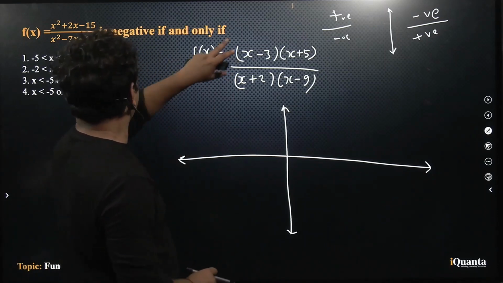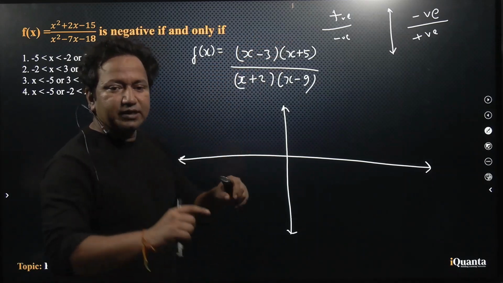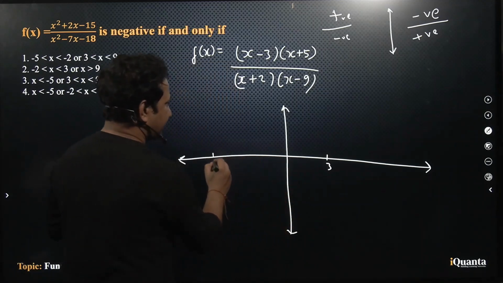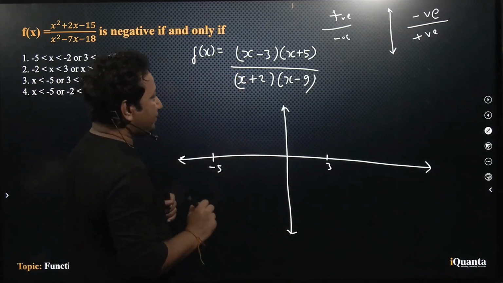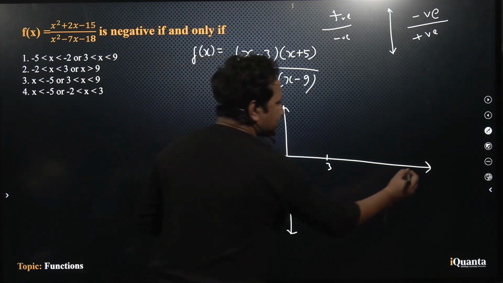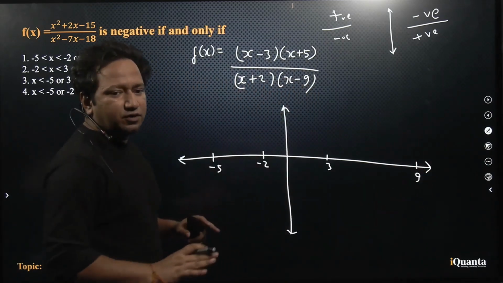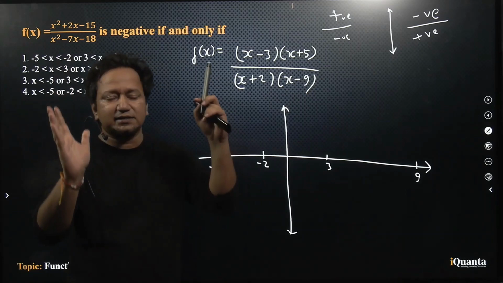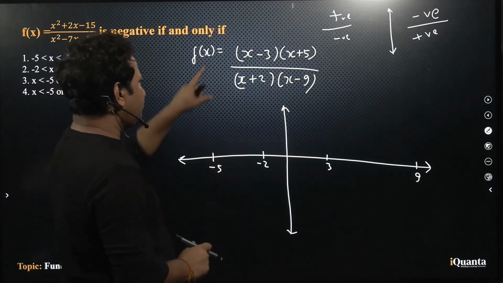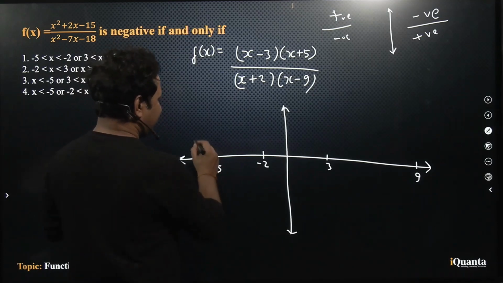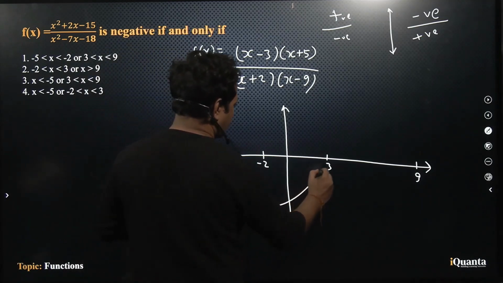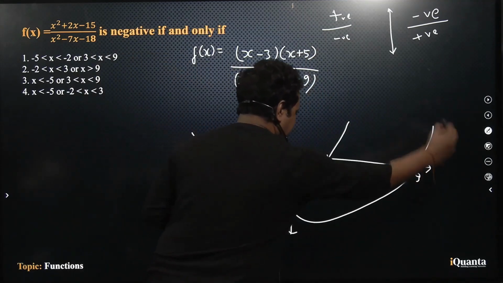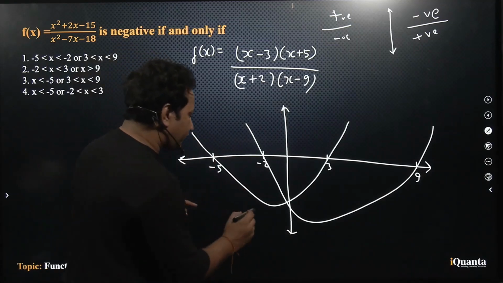So if you look at the expression in the numerator, you can see the roots are plus 3 and minus 5. All right, I'll just mark plus 3 and minus 5 here. In the denominator, we have minus 2 and plus 9, just mark it here. Now what I want to do, I just want to draw the graph. And as I said, it will be an upward facing parabola, intersecting the x-axis at the roots. So the numerator will be something like this. And the denominator will be something like this.